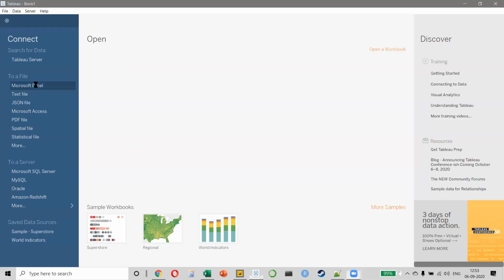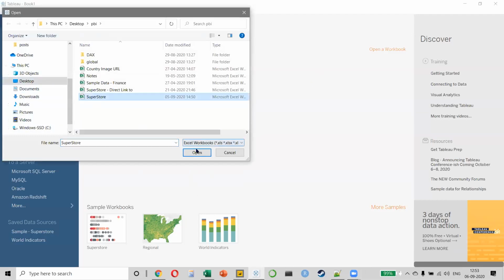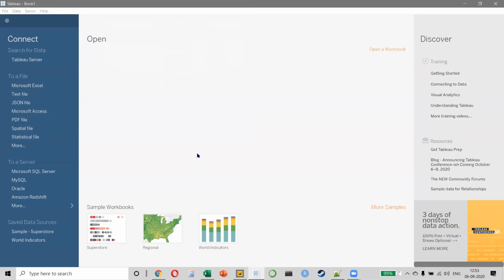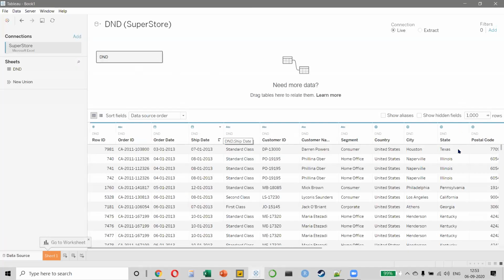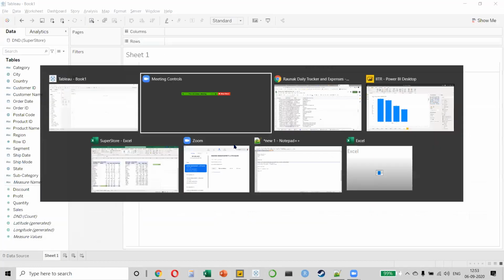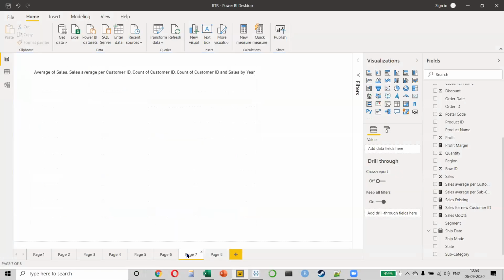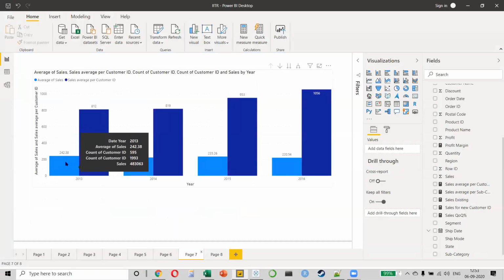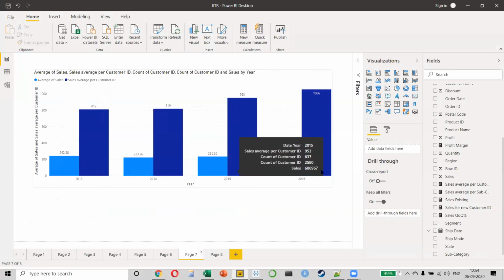Okay, so I'll click on Excel. I will select my Superstore data. What is the first thing that you see? It shows you the sheet, right? Remember the D&D sheet? I click on sheet number 1. The first thing I want to do is make a basic chart like this one, you know, this 242, 223, 235 and so on. Let's see how we do that.